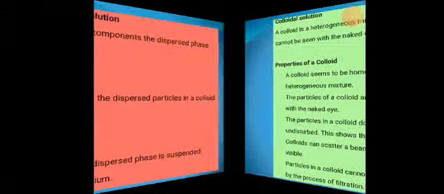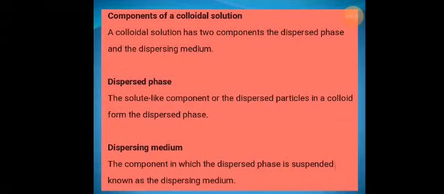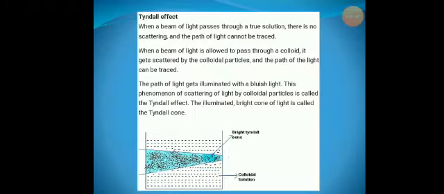What are the components of a colloidal solution? A colloidal solution has two components: the dispersed phase and the dispersing medium. Dispersed phase: the solute-like component or the dispersed particles in a colloid form the dispersed phase. Dispersing medium: the component in which the dispersed phase is suspended is known as the dispersing medium.